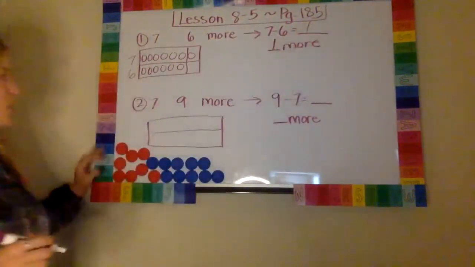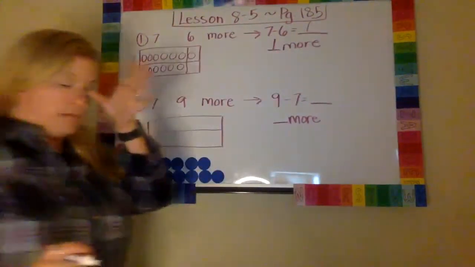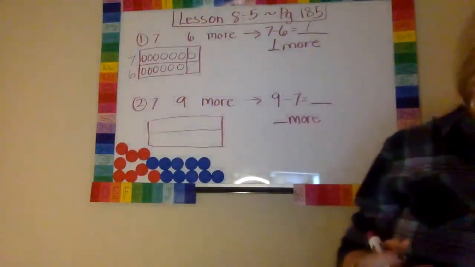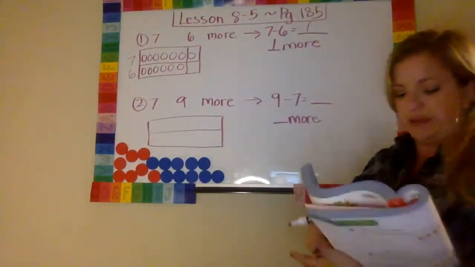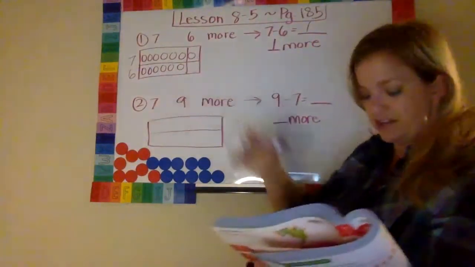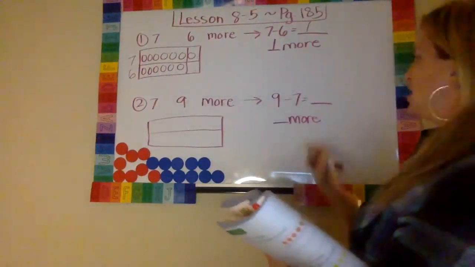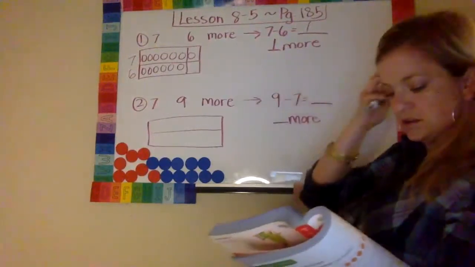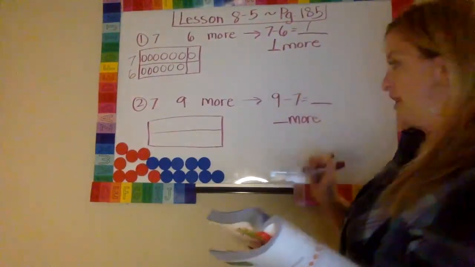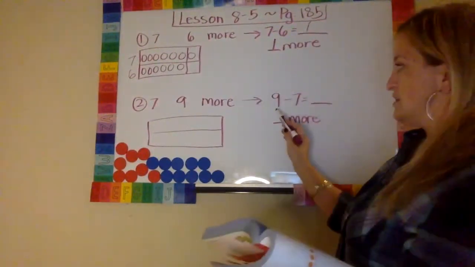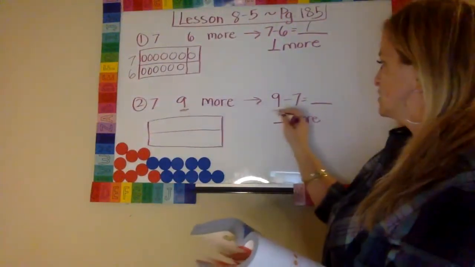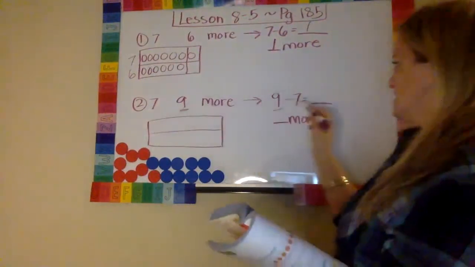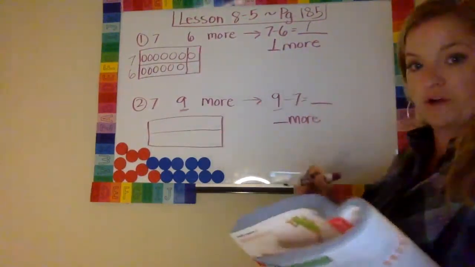All right. Number 2, same thing, but with different people. They left it totally blank, so I left it blank. 7 big shells and 9 small shells. How many more small shells are there? So your equation is 9 minus 7. The biggest number comes first, and then the only other number you know is 7. So we're going to figure out how many more there are.